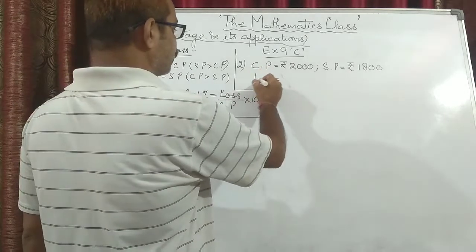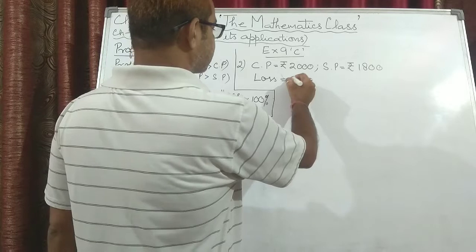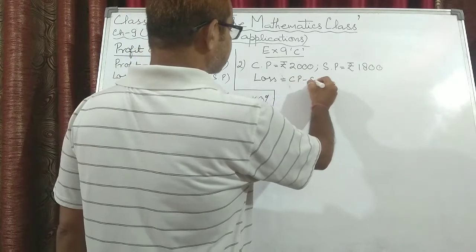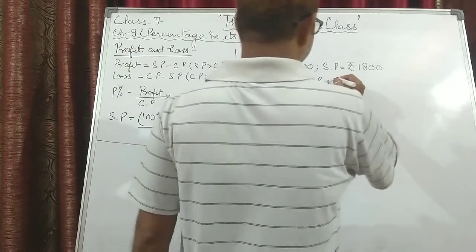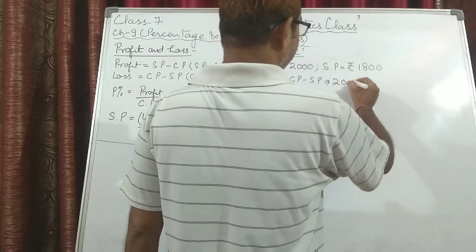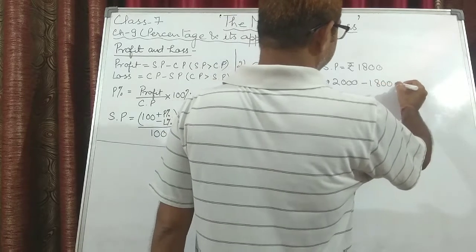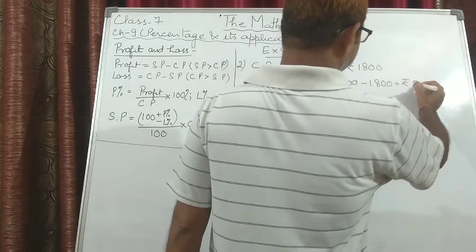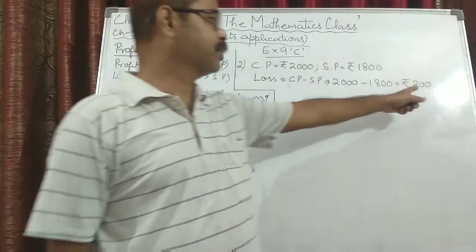So how much is the loss? We know that loss is equal to cost price minus selling price. So cost price is rupees 2000 minus selling price 1800, it becomes rupees 200. So you have calculated the loss. Loss is rupees 200.